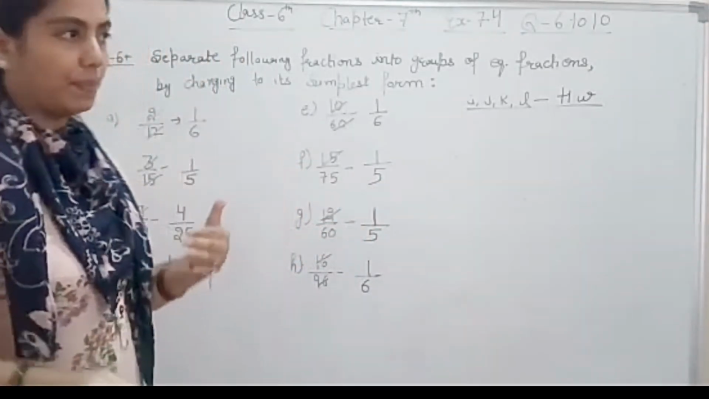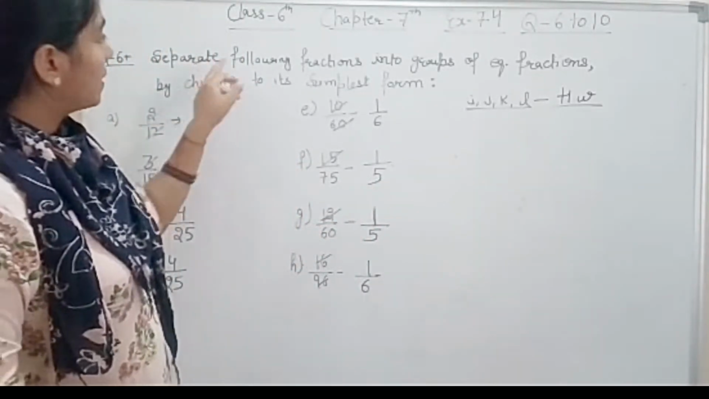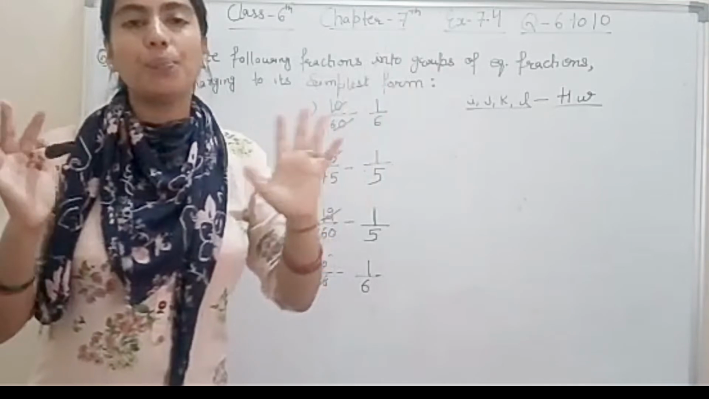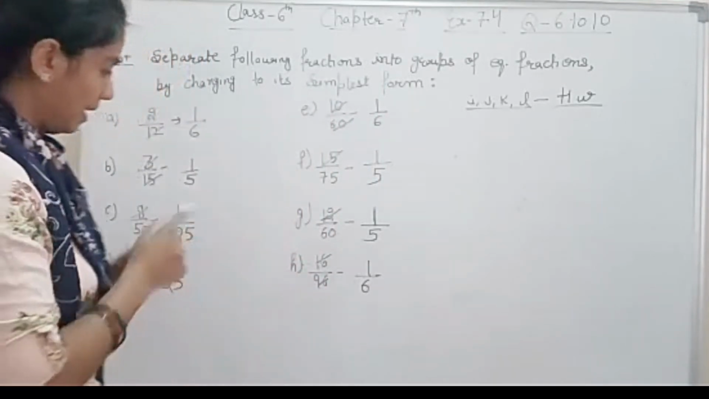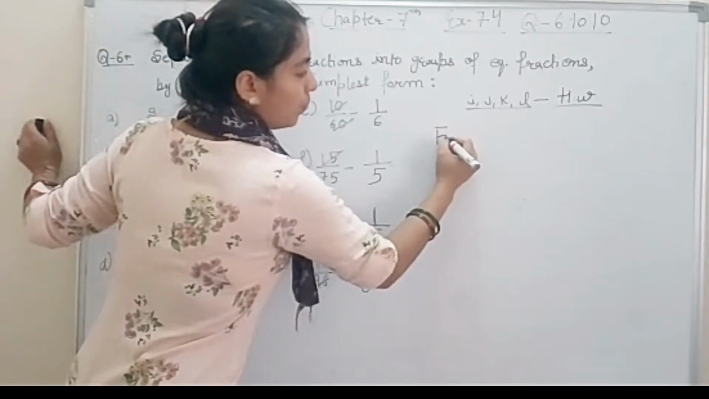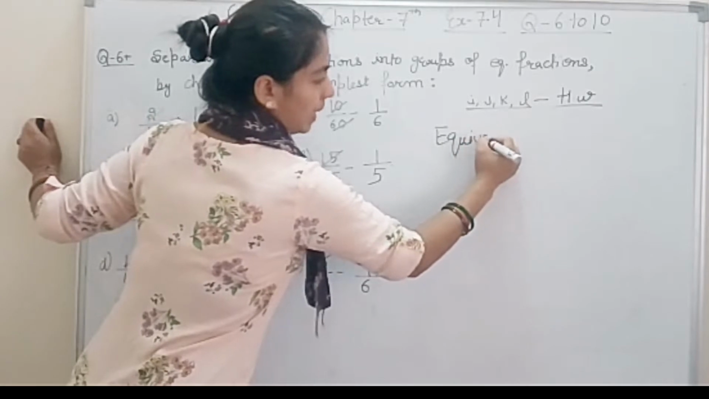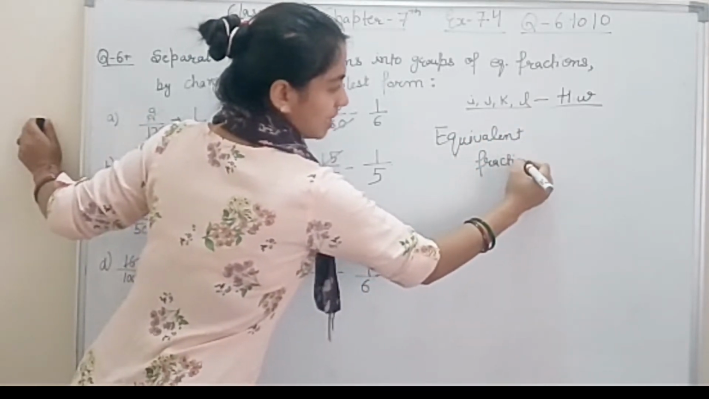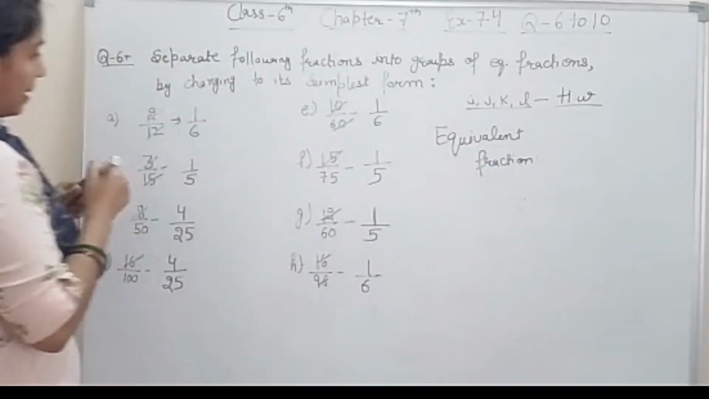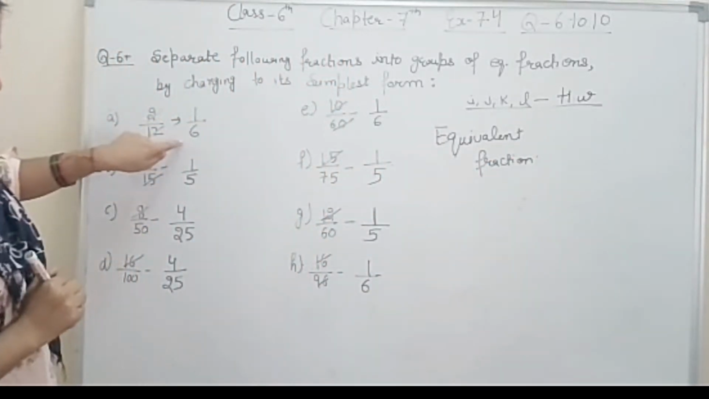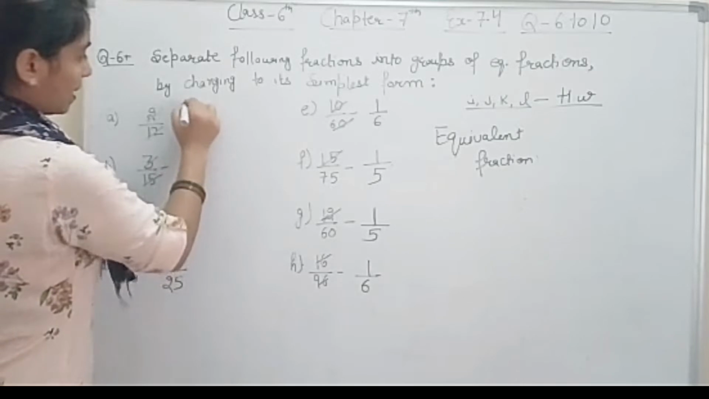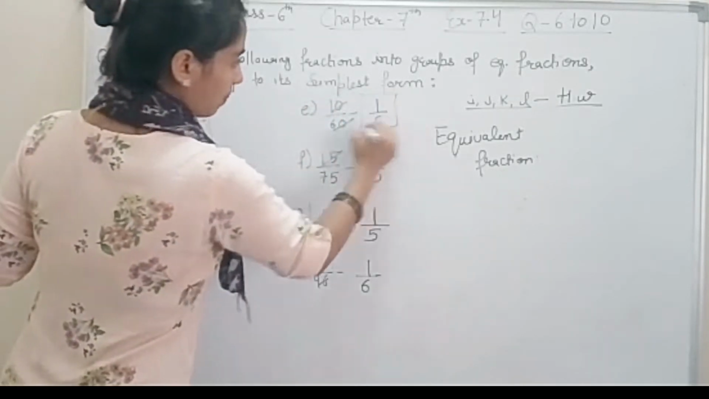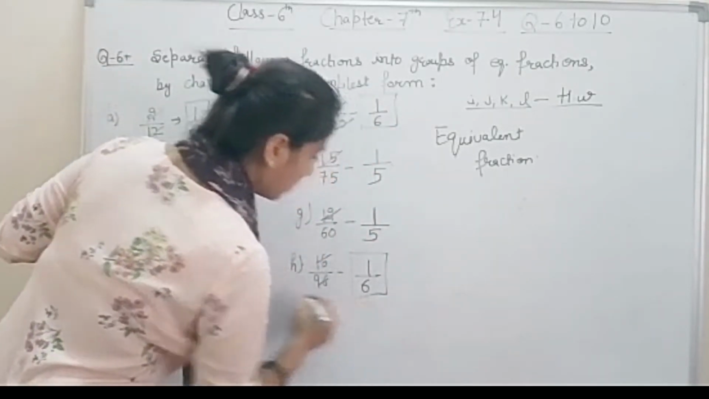Now, what is the next step? The next step is to separate the following fractions into groups of equivalent fractions. It means the equivalent fraction group. Equivalent fraction means those whose fractions came the same. See, here is 1 by 6. Is there one more 1 by 6? Yes, this is 1 by 6, this is 1 by 6, and one more. This is 1 by 6.